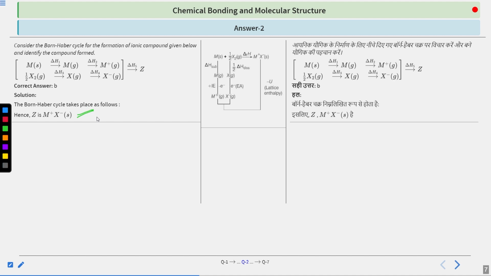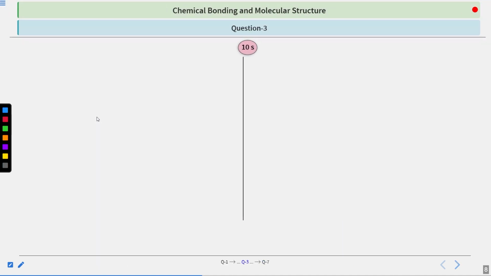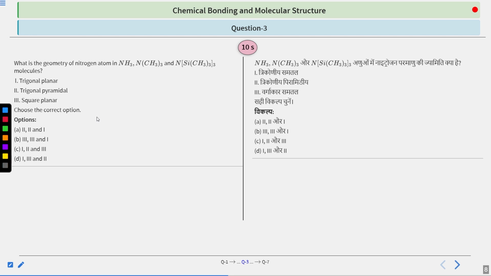Now moving on to the next question. Question number 3 says: what is the geometry of the nitrogen atom in NH3, N(CH3)3 and N(SiH3)3 molecules? 1. Trigonal planar. 2. Triangular pyramidal. 3. Square planar. And you have to choose the correct option.